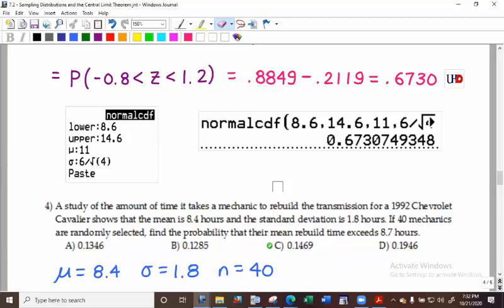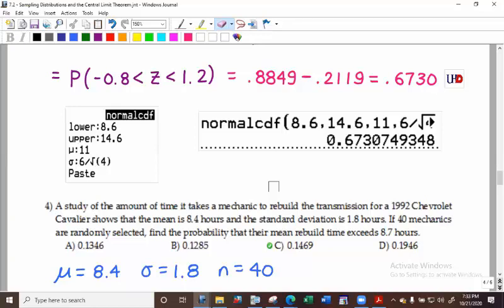It says 8.4 hours and a standard deviation of 1.8 hours. Actually, I could see maybe somebody that's training to be a mechanic using the car as a training vehicle or something, someone learning how to do it. If 40 mechanics are randomly selected, find the probability that their mean rebuild time exceeds 8.7 hours.